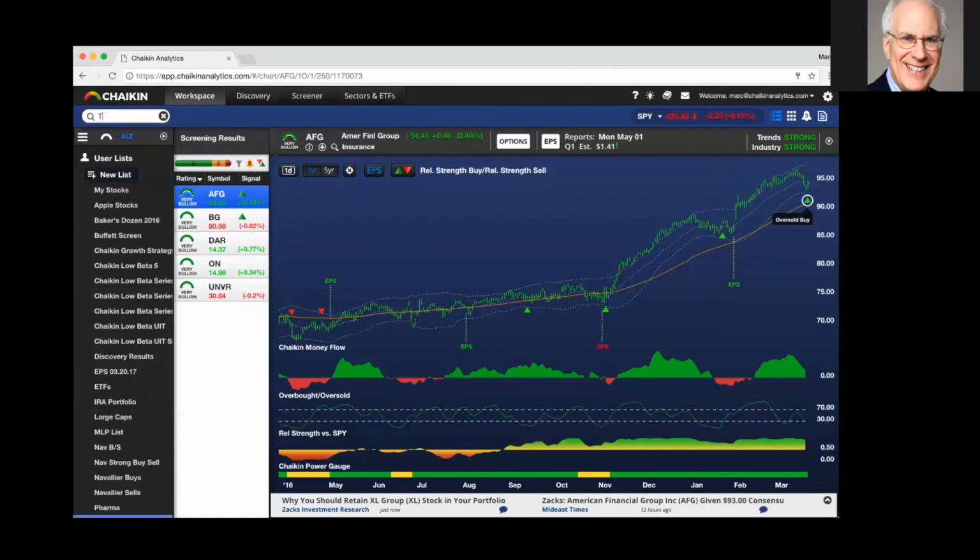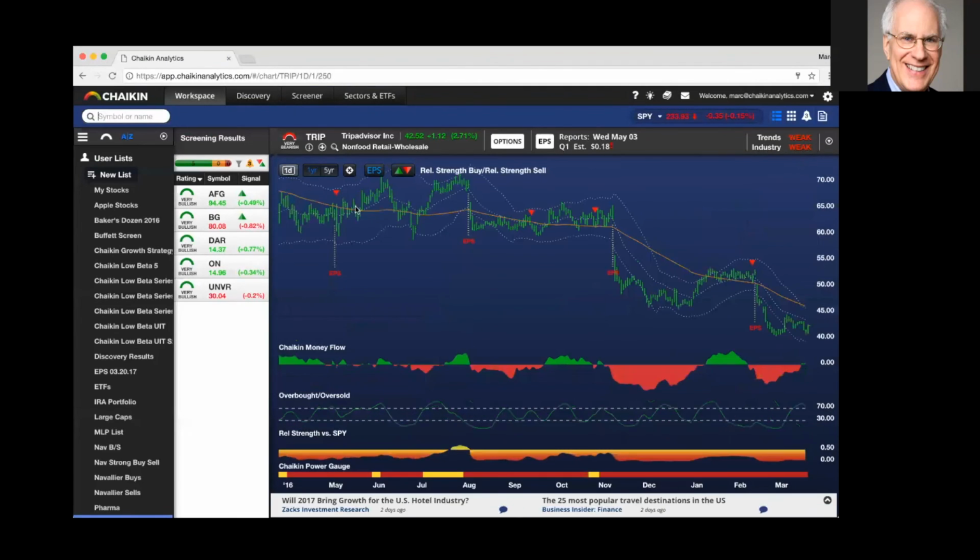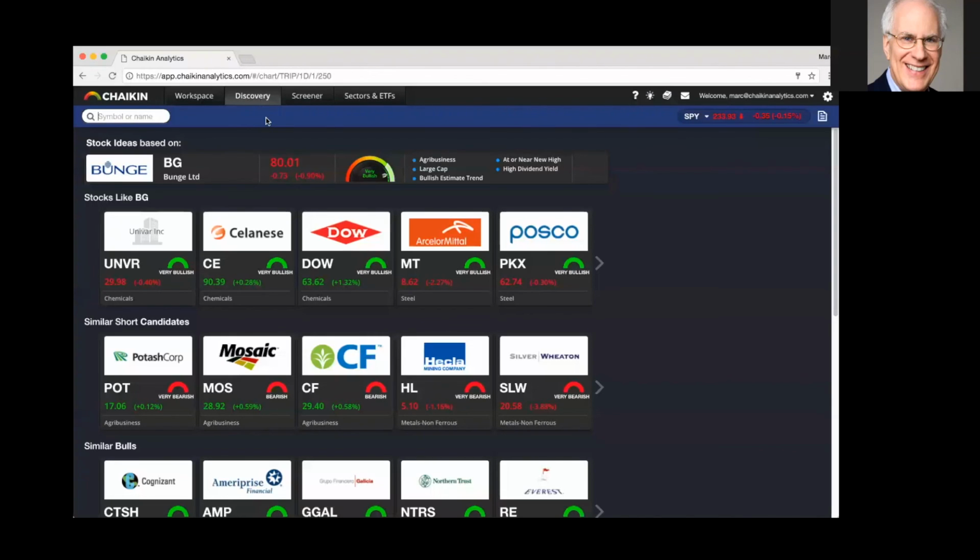Now let's take Tripadvisor, which we looked at in the section on playing defense, and we see that the stock is still bearish. So now we're going to go into our new discovery engine. What the discovery engine does is it finds stocks like the symbol that you enter into the symbol entry box. So similar stocks, it functions in a similar fashion to how Netflix and Spotify find you movies and music that you're going to like.